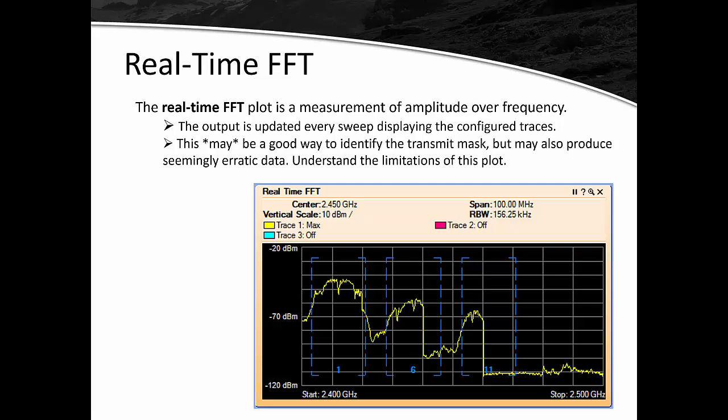Now, different protocol analyzers will give you different views. They may allow you to see the average energy level over time. They may allow you to see the maximum, the minimum, and so forth. So they may give you different views, but the point is that in the various traces or histories of the real-time FFT, you'll see the current, and then you'll also see averages and maximums and things like that.